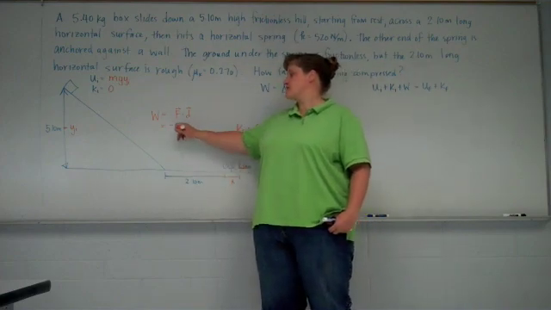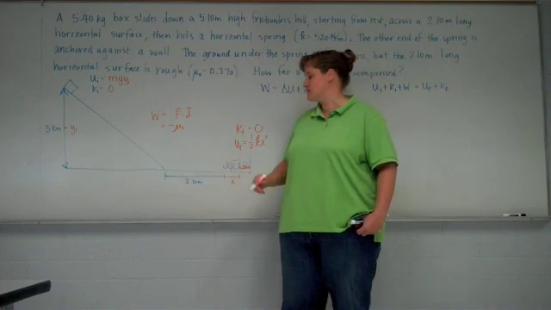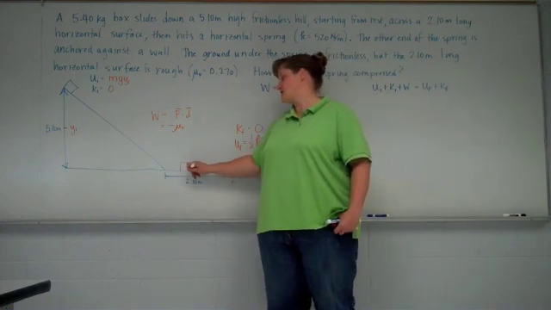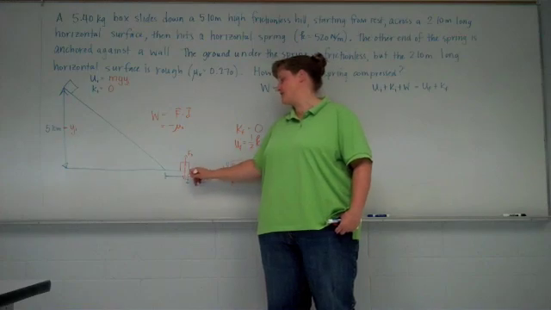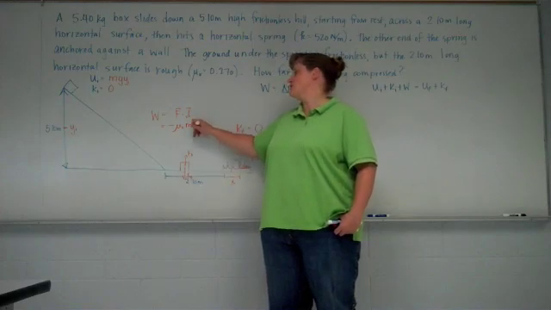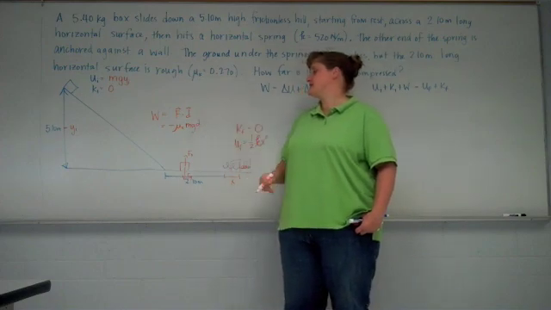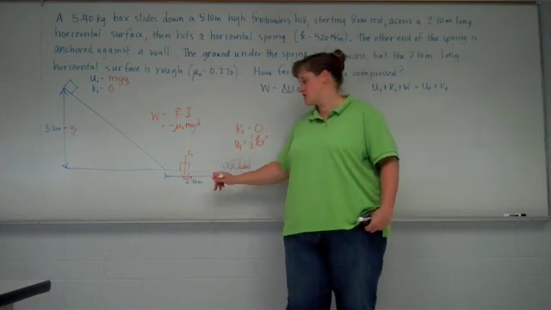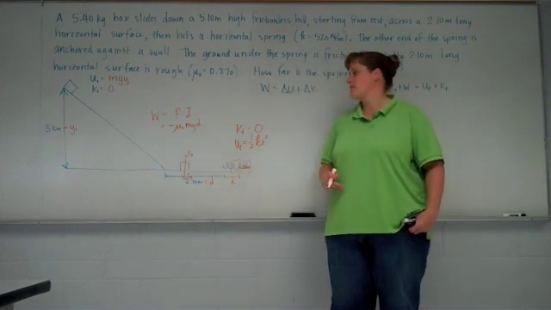The force of friction is simply the coefficient of kinetic friction times the normal force. Conveniently, this is a horizontal surface. The normal force will equal the force of gravity in this case. So normal force will be mg. Then we need to multiply by the distance that friction acts over. So that 2.1 meters is our distance d.